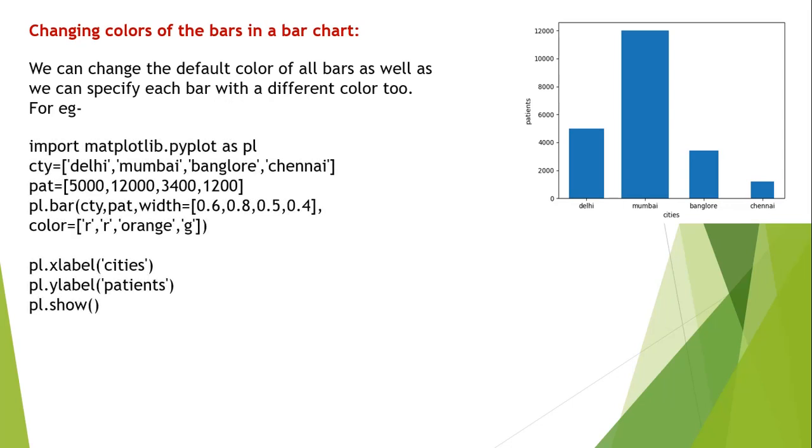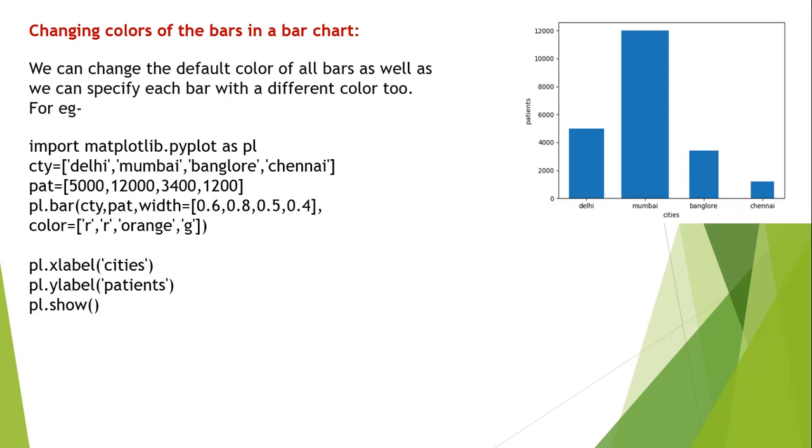Still, import matplotlib.pyplot is used. City is the same, patients are the same, pl.bar city comma pat comma width, whatever width we gave in the previous slide, that only we are using. Now an extra argument is used here, that is color. Color equals r, orange, g. Since r is for red and g is for green, and since orange has no short form, we have used orange as a whole. Now, for Delhi the color is to be red. For Mumbai the color has to be red. For Bangalore the color has to be orange, and for Chennai the color has to be green.